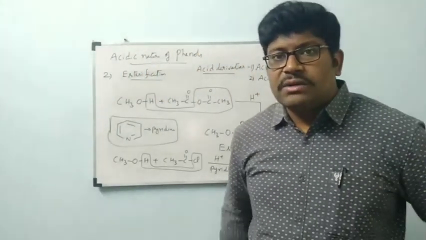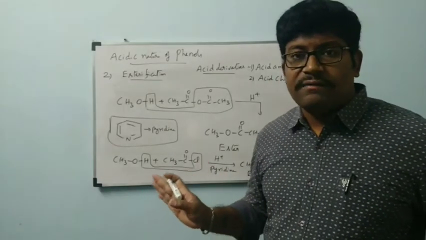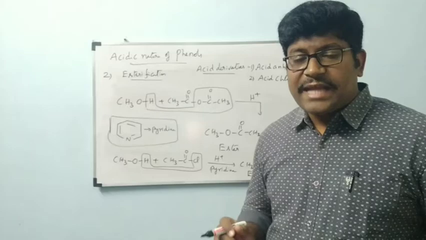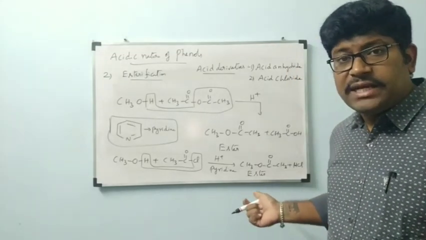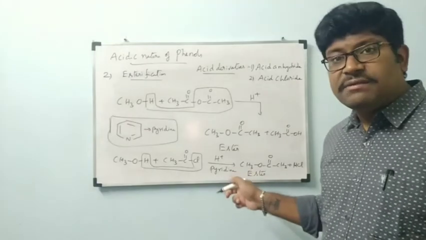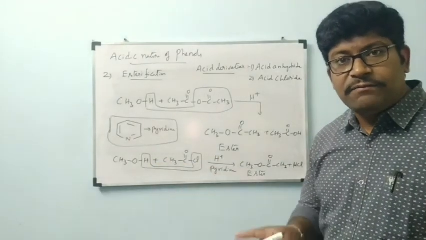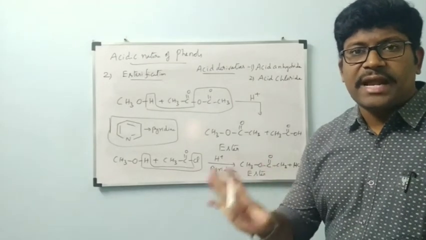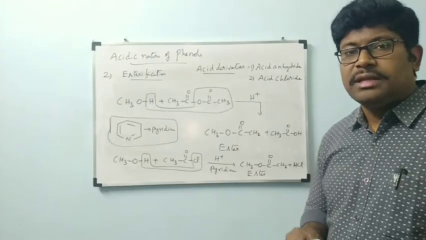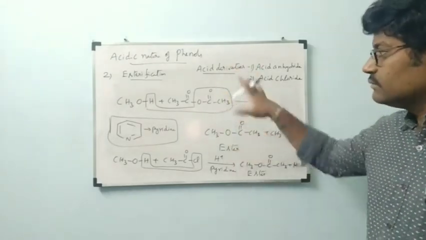What is the role of pyridine in the reaction of alcohol with acid chloride? In the reaction of alcohol with acid chloride, we will get the byproduct HCl. When that HCl is there, the backward reaction will take place to form alcohol and acid chloride again. That's why, if pyridine is used, that pyridine will neutralize the HCl to avoid the backward reaction. That is the thing.